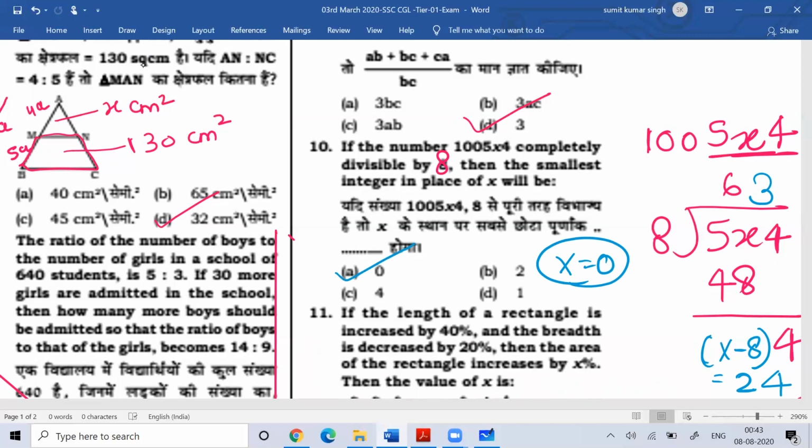Because yes, when you see the table of 8, 8 threes is 24, 8 eights is 64. But what you want is the smallest, which means x minus 8 should be smallest. So in place of x minus 8, you should get 2. So what should be the value of x? The value of x should be 0.